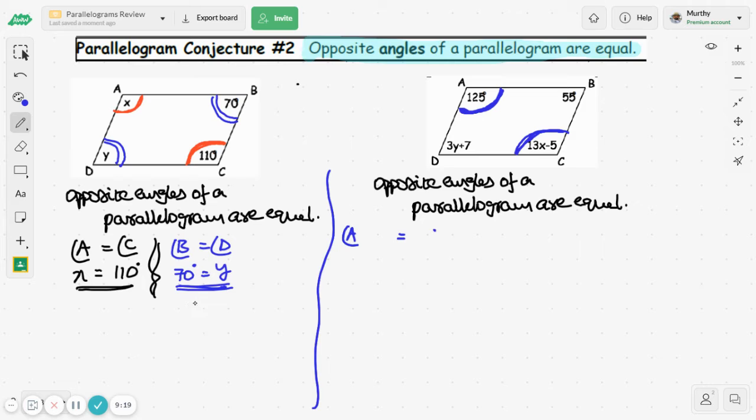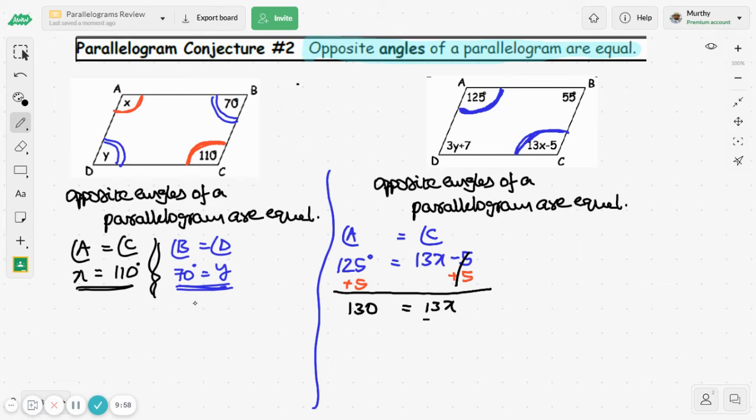Therefore, A equals C, meaning the value of angle A is given as 125 degrees and C is given as 13x minus 5. Though it is a geometric problem, there is a bit of algebra involved. I'm sure you know how to isolate the variable. We go for inverse operation by adding 5 on both sides. Then this one gets cancelled. 13x equals 125 plus 5, that gives me 130.